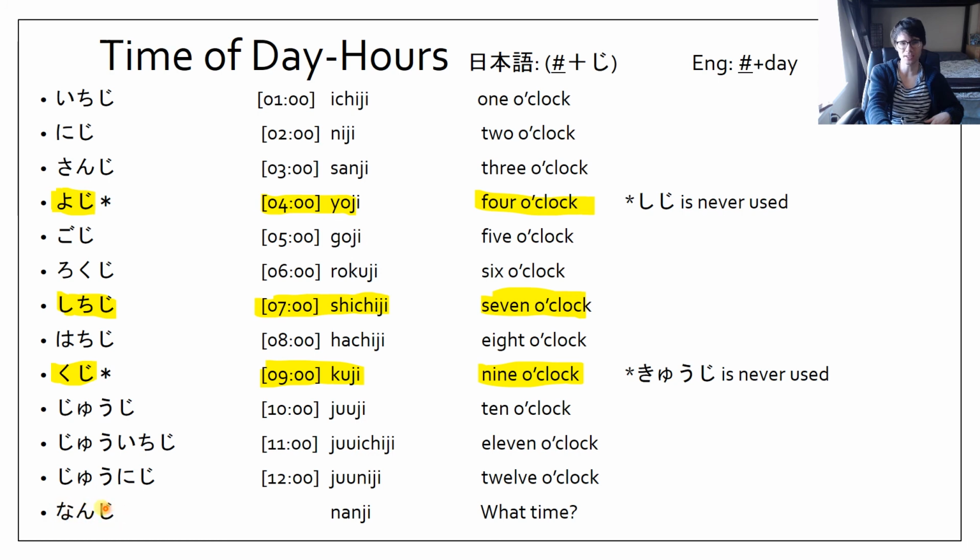kuji, 9 o'clock. And if you want to ask someone what time is it, you would say nanji. Nan literally means what. Ji is the same symbol that we're using from before, which means hour or time. And if you want to make this question more polite, you would add desu ka to the end. So it would be nanji desu ka?